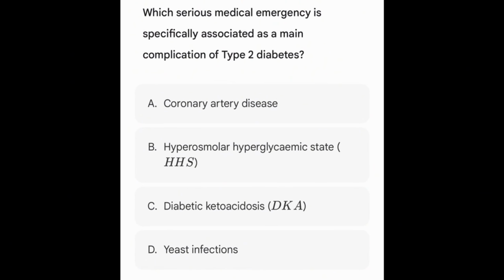Okay, now we're just going to go through a few questions. Firstly, what serious medical emergency is specifically associated as the main complication of type 2 diabetes? If you said hyperosmolar hyperglycemic state, that's correct.